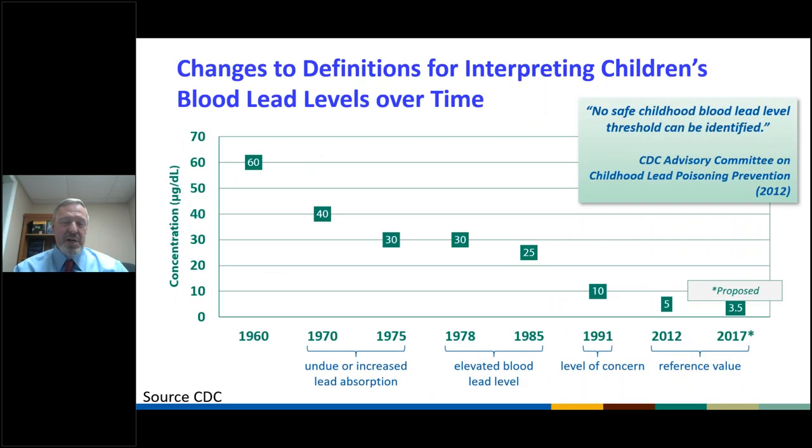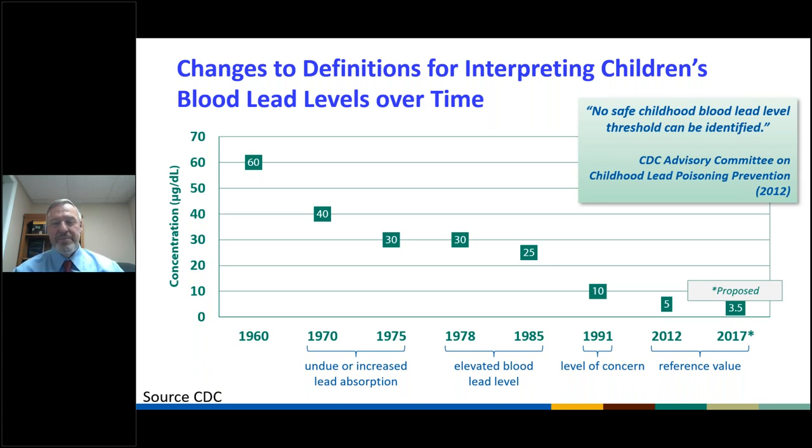That's also because of some of these changes: the toxicologists have changed their level of concern for childhood blood lead. Back in 1960, the concern was 60 micrograms per deciliter. Today, that would put a child in a hospital and on chelation instantaneously. In 1970, it dropped to 40, in 1975 to 30, in 1985 to 25, and in 1991 it dropped to 10.